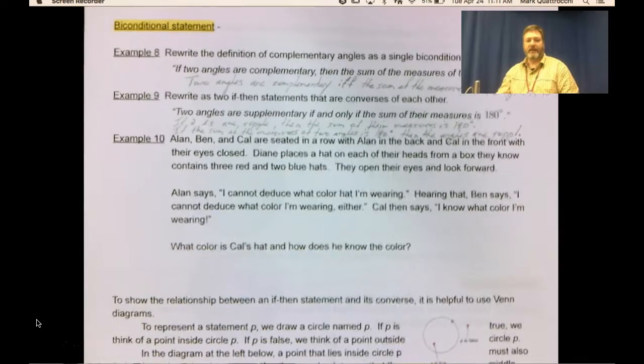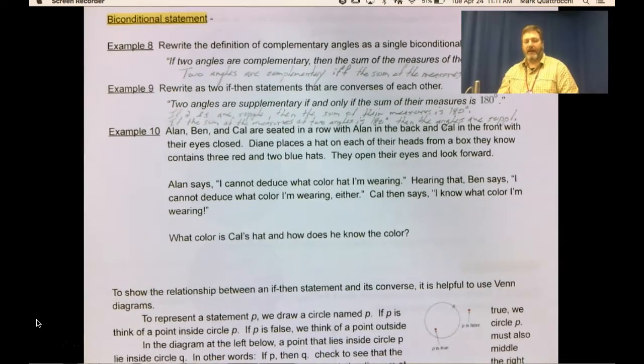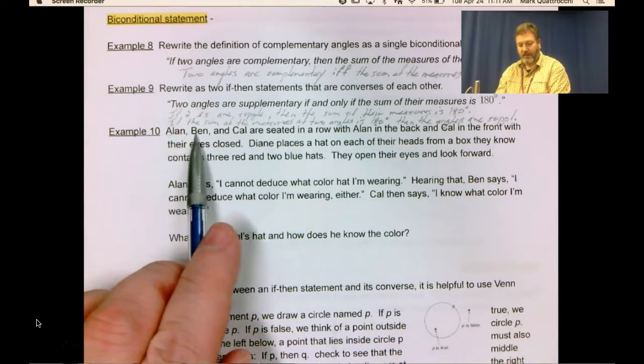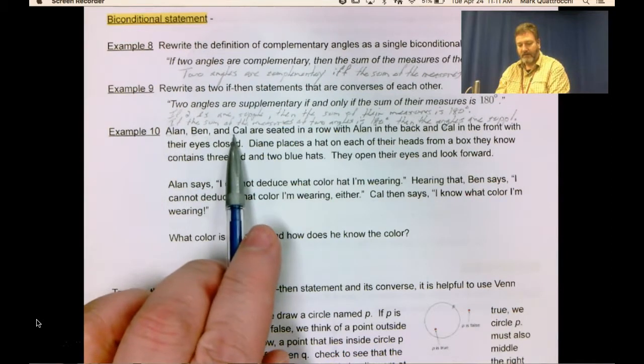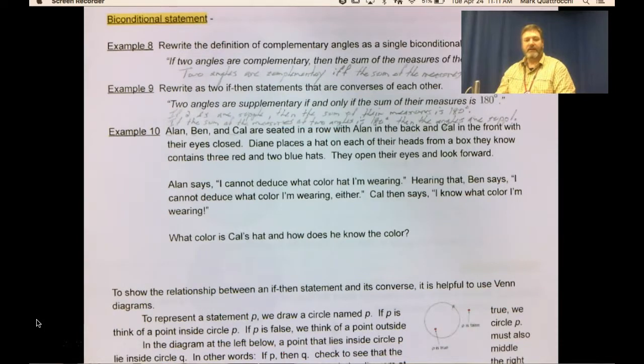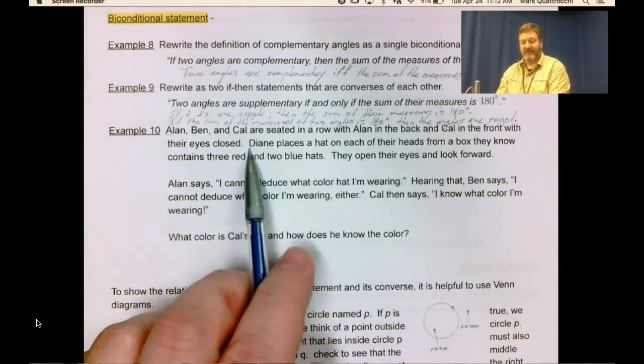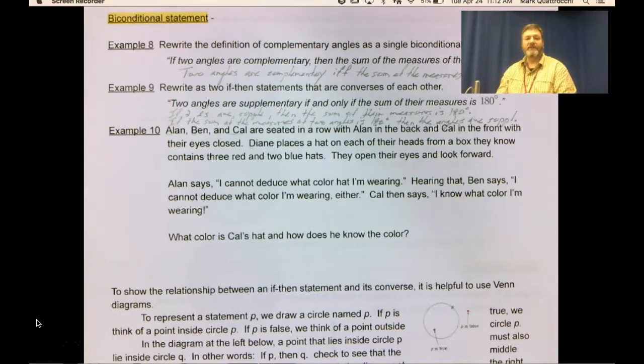Okay, Alan, Ben, and Cal chose these names on purpose for A, B, and C. They are seated in a row with Alan in the back and Cal in the front with their eyes closed. Diane, D, places a hat on each of their heads from a box that they know contains 3 red hats, 2 blue hats. They open their eyes and look forward.